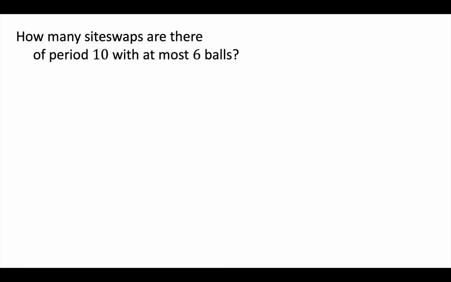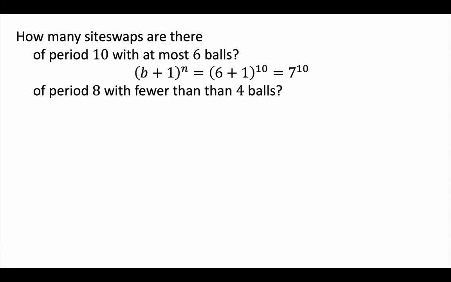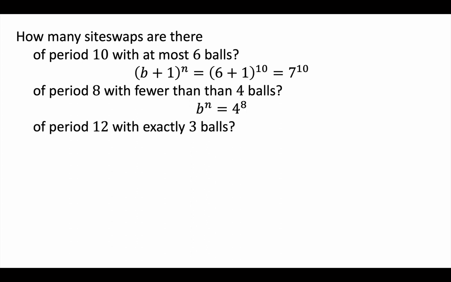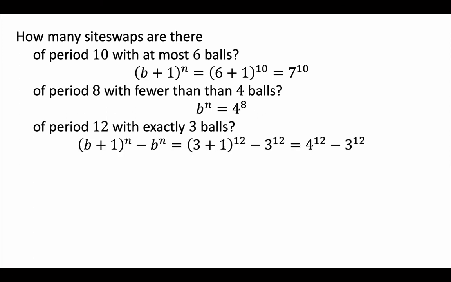How many site swaps are there of period 10 with at most 6 balls? So it's 6 or fewer. In this case, we're going to use the formula B plus 1 to the nth. How about fewer than 4 balls of period 8? Well, since we don't want to include the 4 balls, we would have just the B to the nth formula. So that's 4 to the 8th. What if we want period 12 with exactly 3 balls? Now we need to use the formula for capital N of n, b. We're going to have B equal to 3, n equal to 12, and so we'll get B plus 1 to the nth minus B to the nth, which turns out to be 4 to the 12th minus 3 to the 12th.